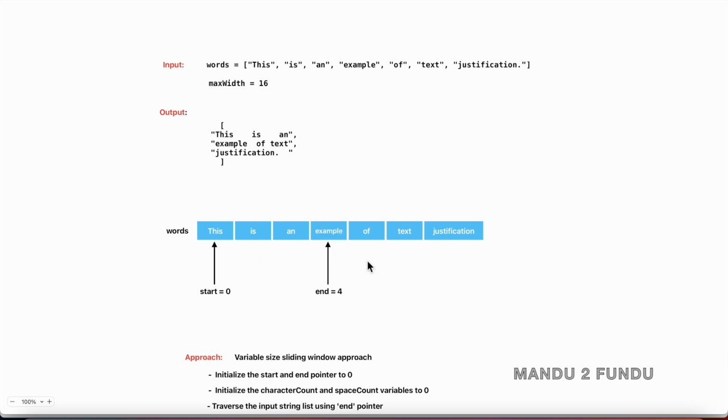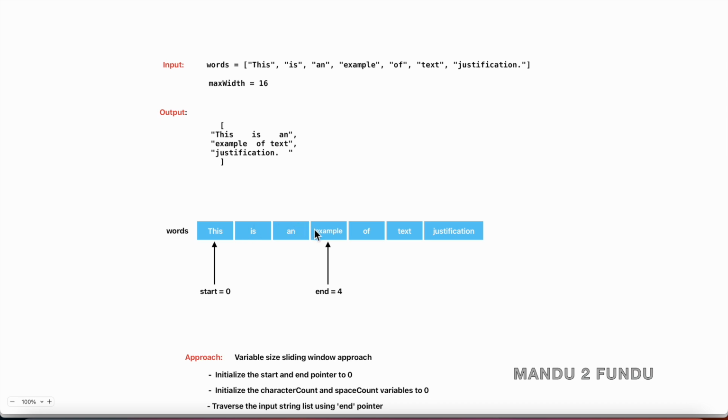Okay, basically there are 3 cases. The first case is when we include the current word and the total accumulated line length is less than the max width. In that case we can just simply increment the space count, basically the additional space we include, right? So for that we have to increment the space count and advance the end pointer. That is case 1.